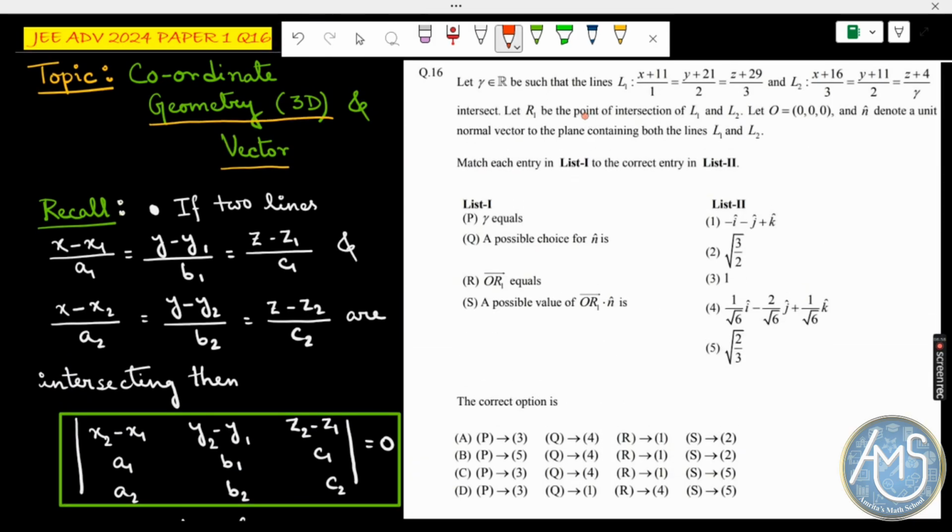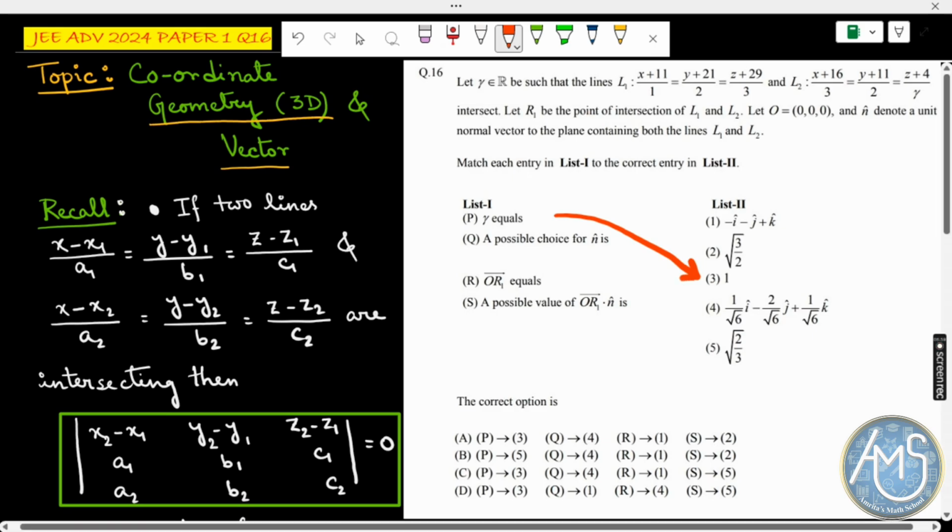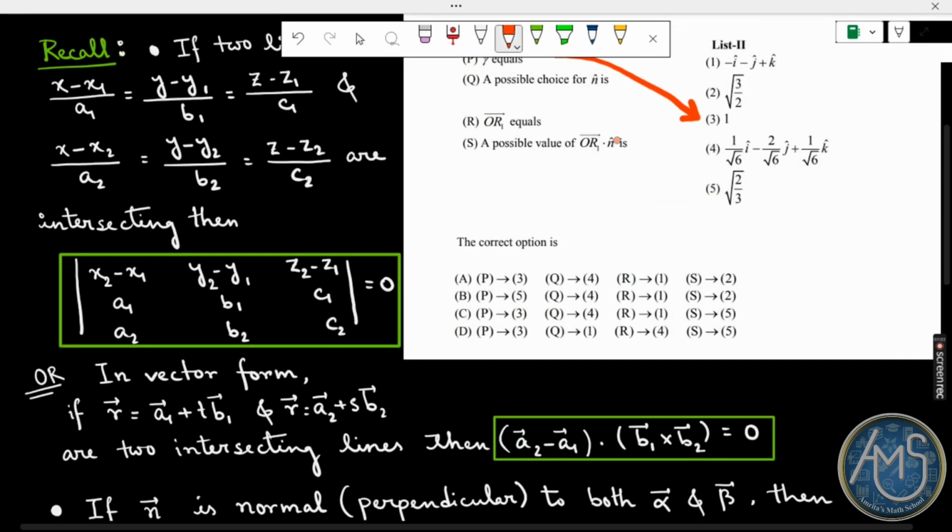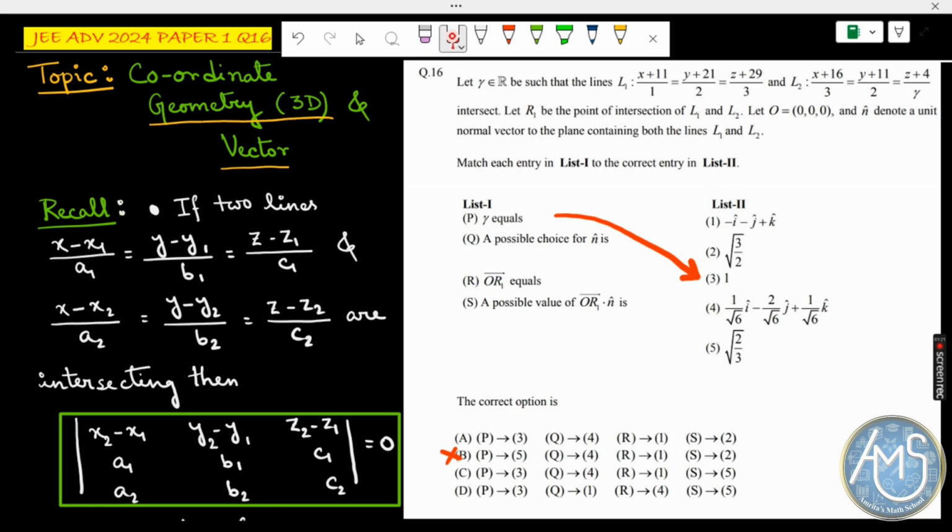So option P implies option 3. So B cancels out. Next, it is given that N denotes a unit normal vector to the plane containing both the lines L1 and L2. So the vector B1, which is parallel to L1, and B2, the vector which is parallel to L2, lie on the plane, and so we can say N cap will be the cross product of B1 cross B2.